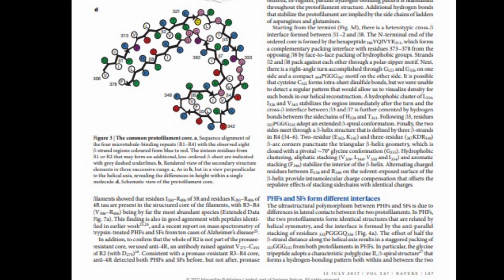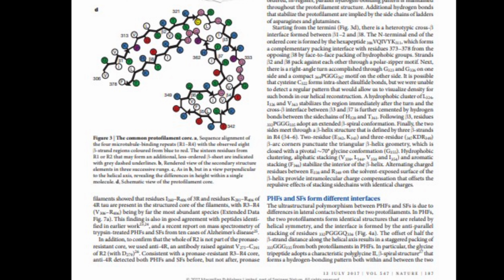Starting from the termini, figure 3D, there is a heterotypic cross-beta interface formed between beta 1 to beta 2 and beta 8. The amino terminal end of the ordered core is formed by the hexapeptide 306 VQIVYK 311, which forms a complementary packing interface with residues 374 to 378 from the opposing beta 8 by face-to-face packing of hydrophobic groups. Strands beta 2 and beta 8 pack against each other through a polar zipper motif.